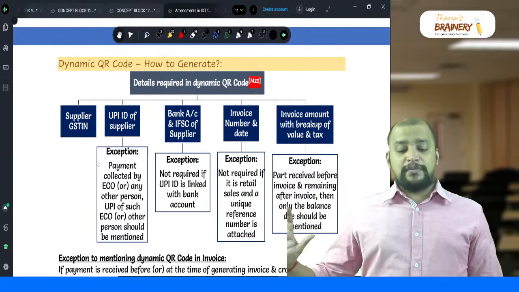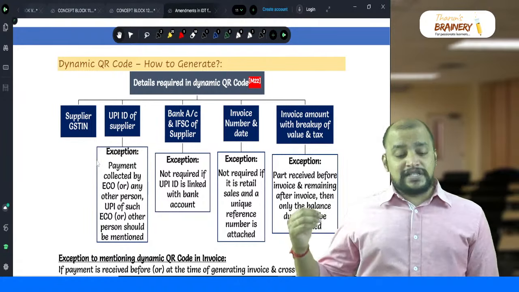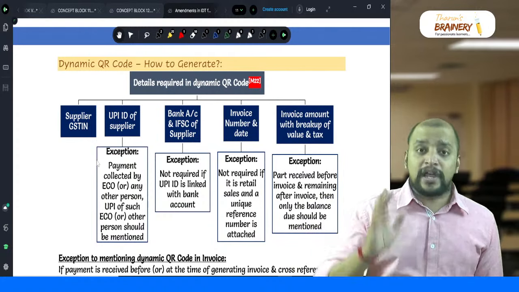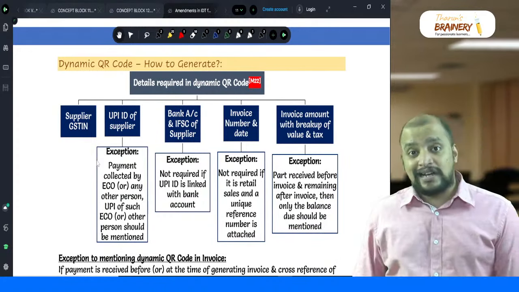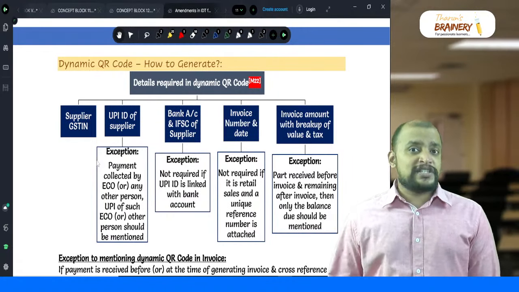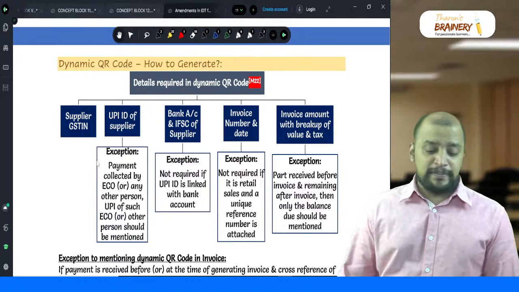Details required in dynamic QR code. Supplier GSTIN is required. Then UPI ID of the supplier is required. And bank account and IFSC of the supplier is required. Okay. So supplier GSTIN is static. So not dynamic. So it will be same for all QR codes. UPI ID of the supplier is also static. Bank account of the supplier is also static. So that will not be varying at all.